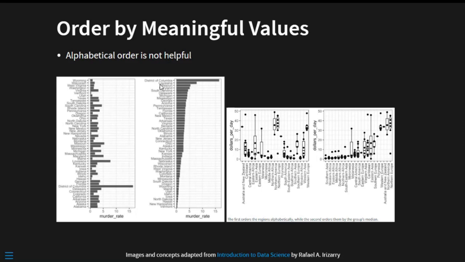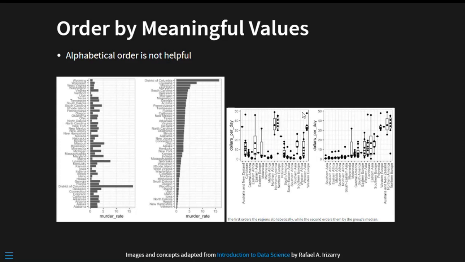But if we order it by the rate, now we clearly can see the rate is decreasing, and we can see Nevada right here having a little bit larger rate than Illinois, for example. And in R, this is one line of code to reorder the state by the murder rate. So it's an easy thing to do, and it makes it much more legible and much easier to understand. Same idea right here. This is dollars per day.